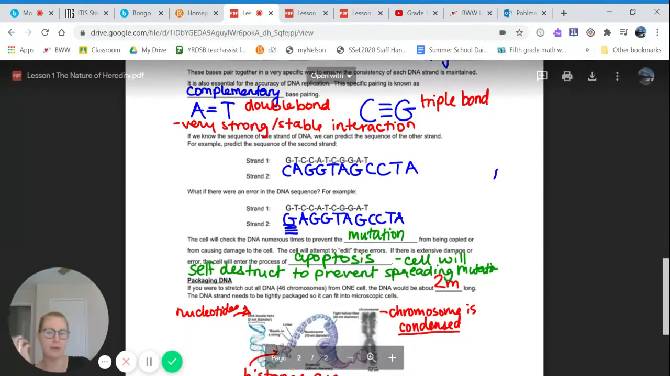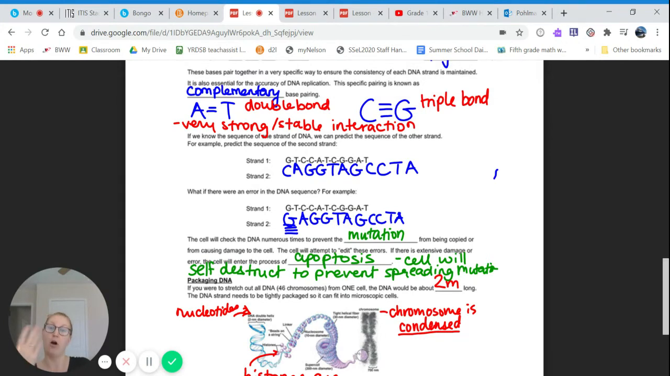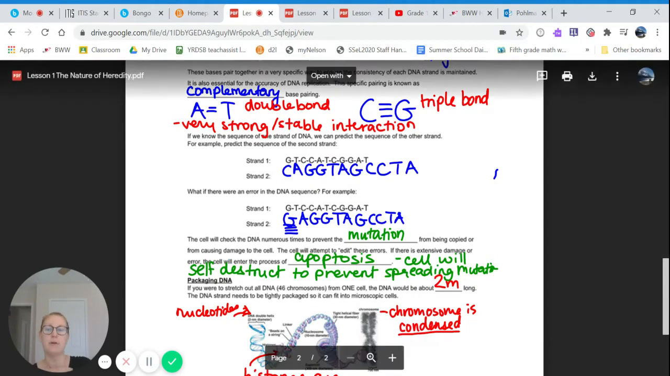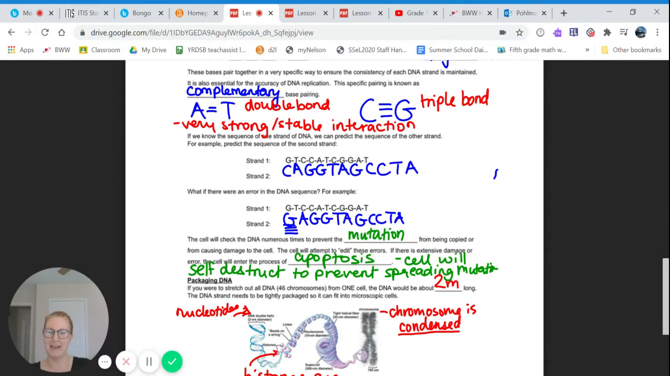So I put an example here. If strand 1 was G, T, C, C, A, T, etc., what would be across from it should be the complementary base pair. So across from the G, we should find C and so forth down the line. Again, I use the little trick of these two, A and T, have like a straight line across them. C and G are both rounded, so they will pair up together.